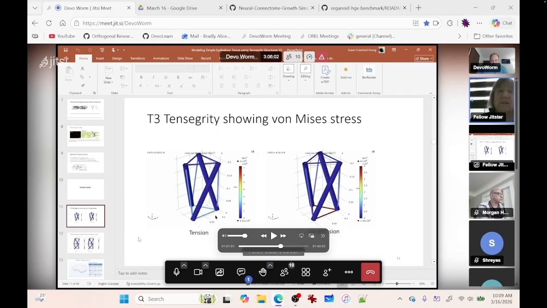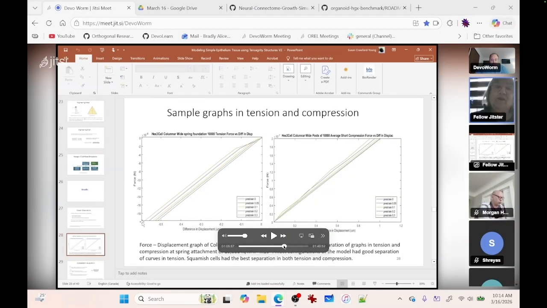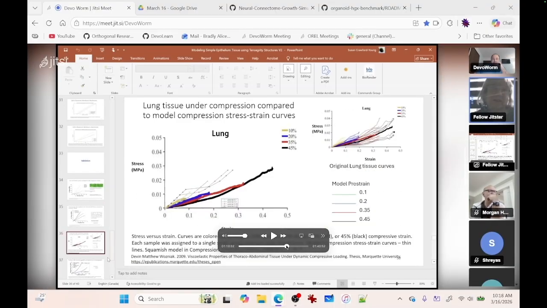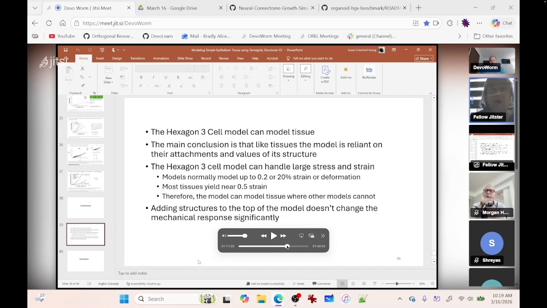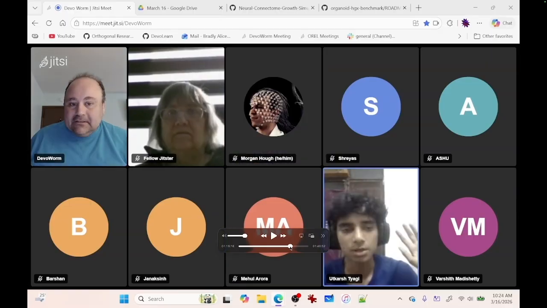So she's going through some of the computational modeling. She's modeling what they call a T3 tensegrity, and just kind of the simulations there, the boundary conditions, some sample graphs and tension and compression, so some displacement versus force graphs, and then some validation on long tissue data, and this hexagon 3-cell model, which is where 3 cells come together, and just different types of toy models like that.